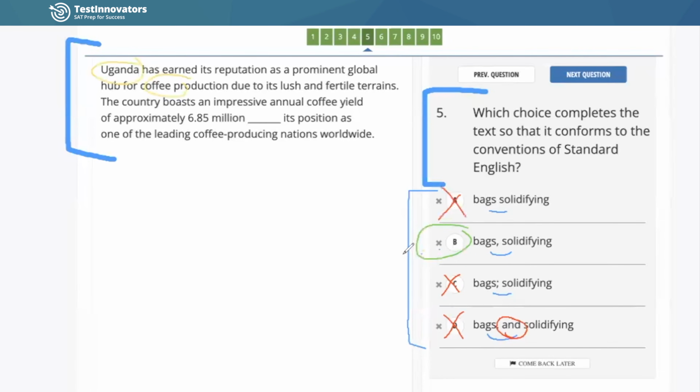On a final note, I recommend becoming familiarized with participial phrases because you will certainly see more of them on the digital SAT.